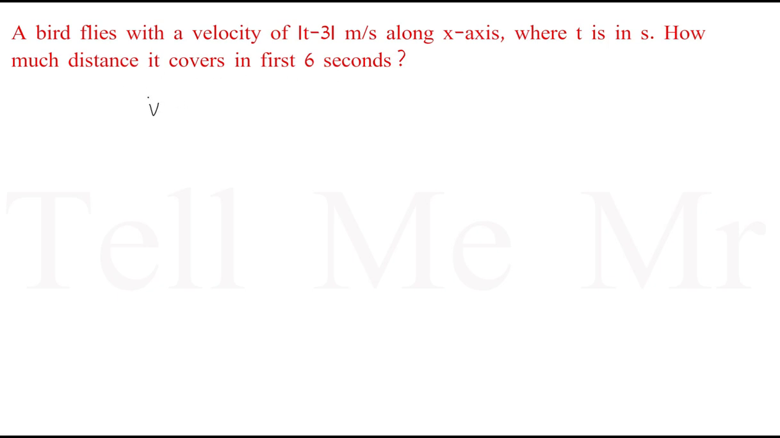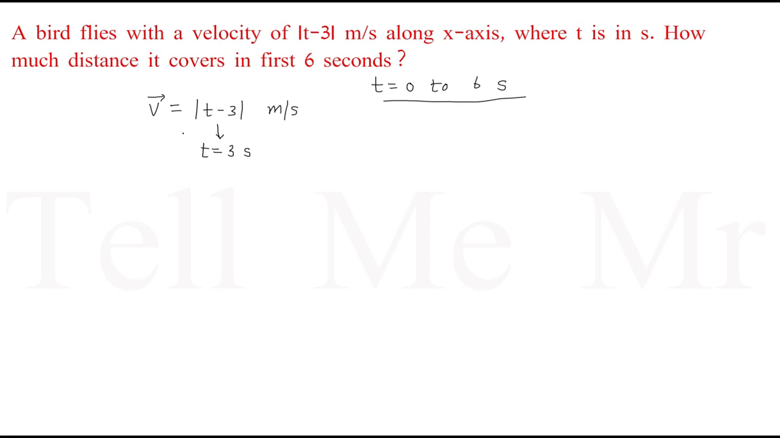So here the velocity of the bird is given as mod of t minus 3, meter per second is the unit, and we have to find the distance covered by the bird between t equal to 0 to t equal to 6 seconds. Velocity is given as a modulus function. Also we can note here that mod of t minus 3 is a modulus function and its critical point is t equal to 3 seconds.